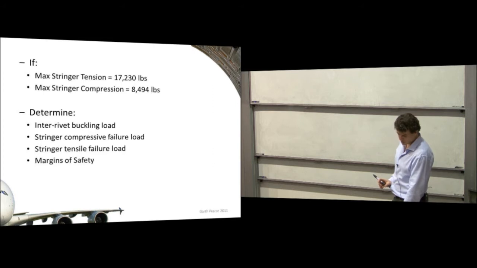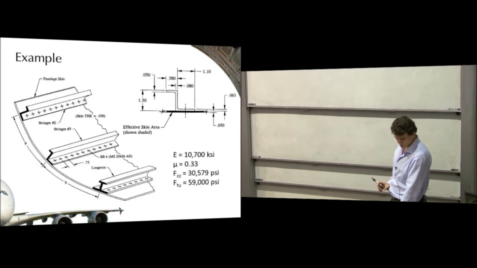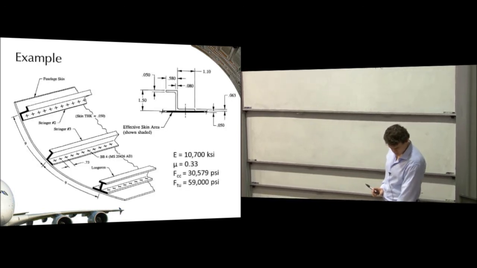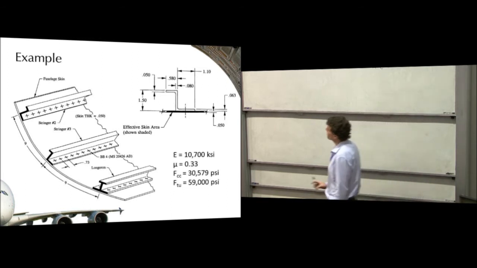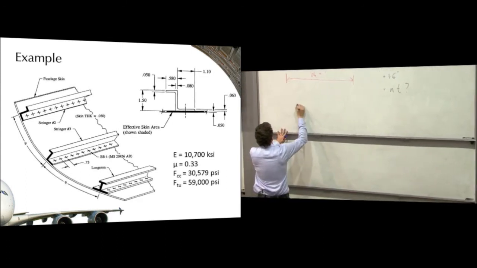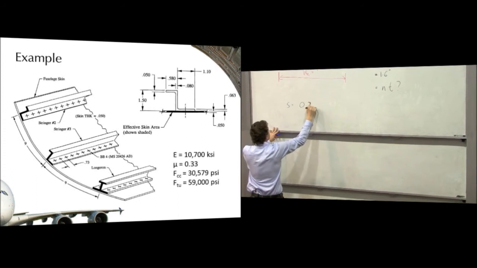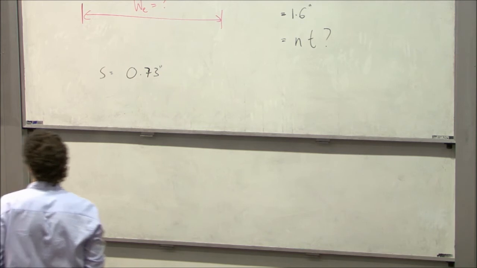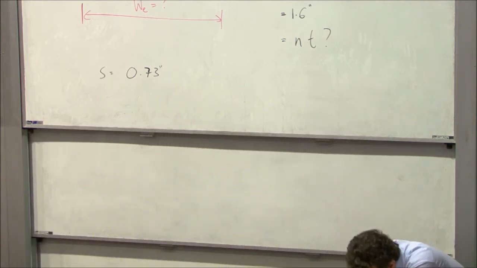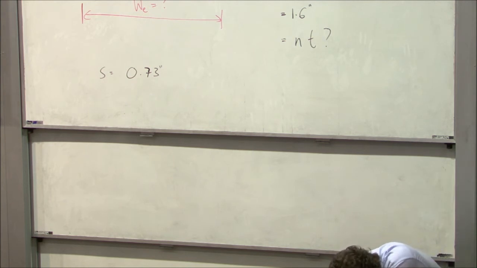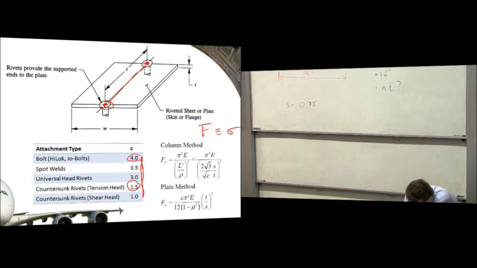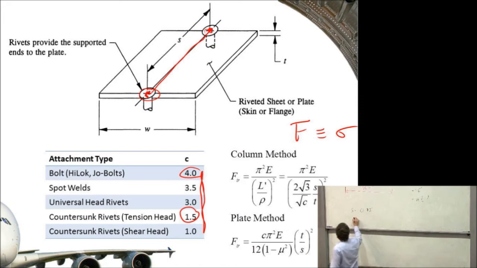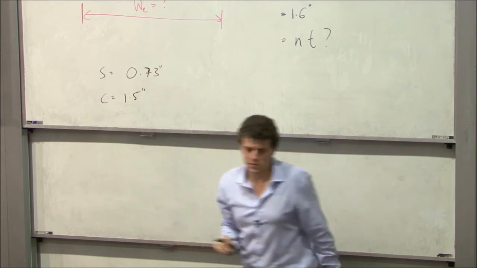So let's work out some of these. What's the inter-rivet buckling load for this particular problem? Okay, and I should have Flabel with me and I don't. Okay, the S equals 0.73 inches. And I'm not sure what fastener head types these are. I think they're just called rivets, but I'll jump back to that slide. No, they're countersunk tension head rivets. So they're C equals 1.5. In Flabel, he describes this a little bit in more detail.